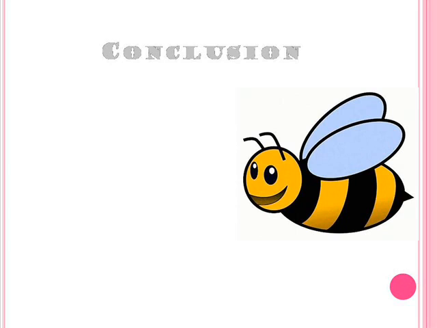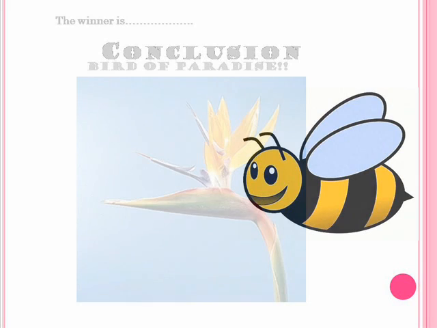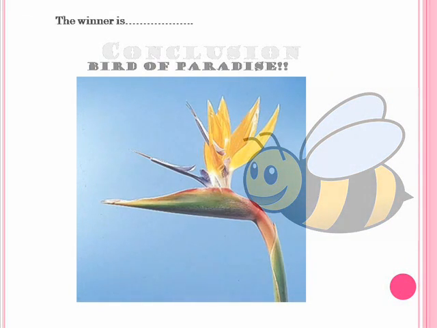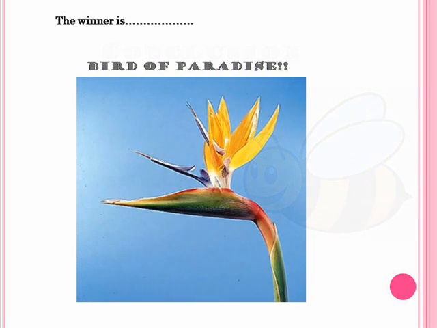And now for the conclusion. In the beginning of this project, we wanted to see which flower would have the most pollen tubes and most sperm counts. And the winner was the bird of paradise. And as I said earlier, it was much easier to get the pollen out of the bird of paradise than any other flower. So I think since we had more pollen to work with and more pollen to put in the mixture, the bird of paradise won.